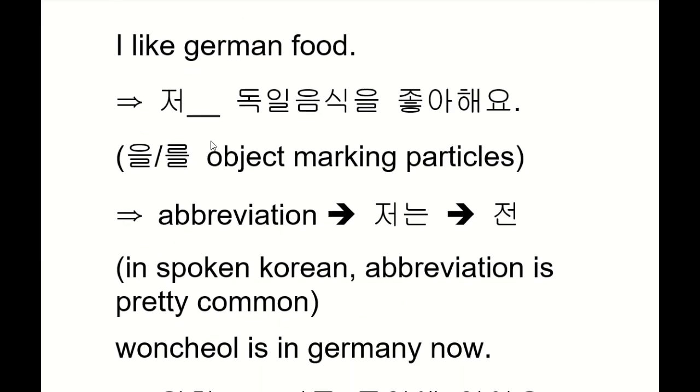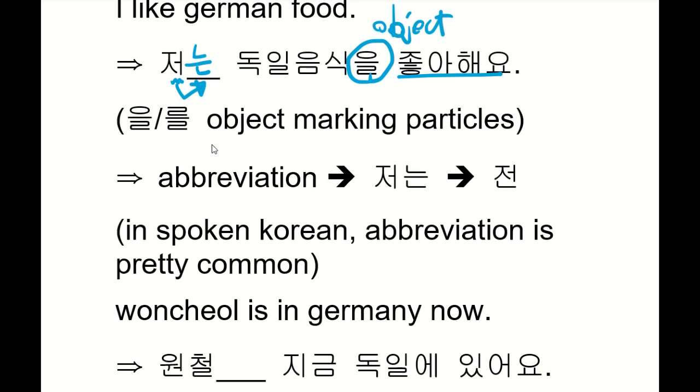And I like German food. 저는, because it ends with a vowel, right? 저는 독일 음식을, this object particle, 음식을 좋아해요. To like.